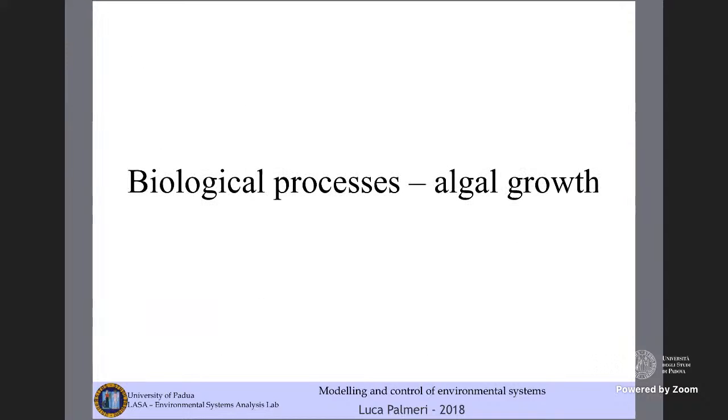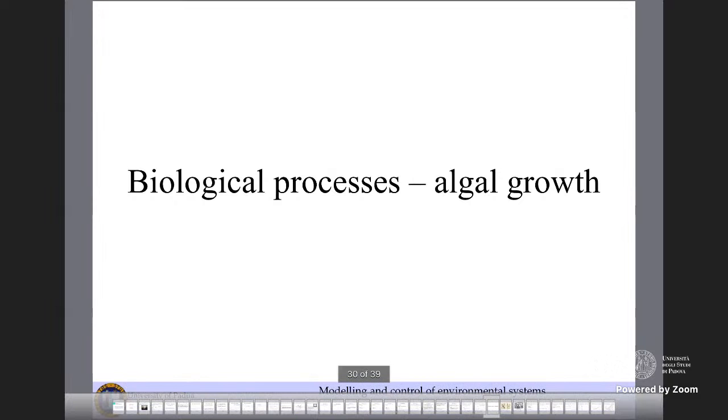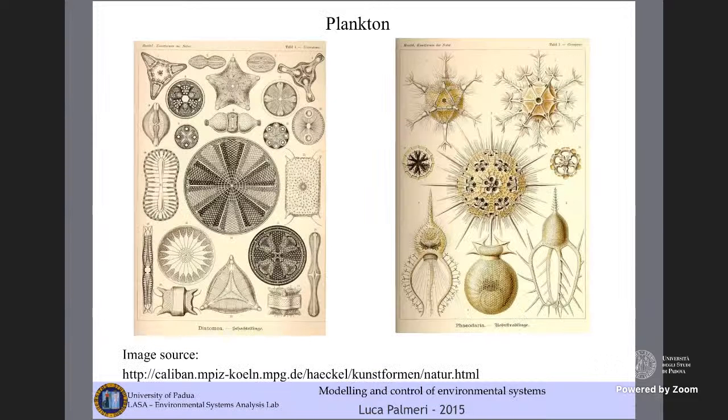Now, next week, sorry, next Thursday, so not tomorrow but the day after tomorrow, we will go into more detail describing algal growth. As I anticipated, algal growth is the last biological process we need to describe in order to build a primary production model for a generalized ecosystem. In particular, algal growth refers to plankton. Plankton may be zooplankton or phytoplankton. When we talk about algal growth, we talk about phytoplankton.